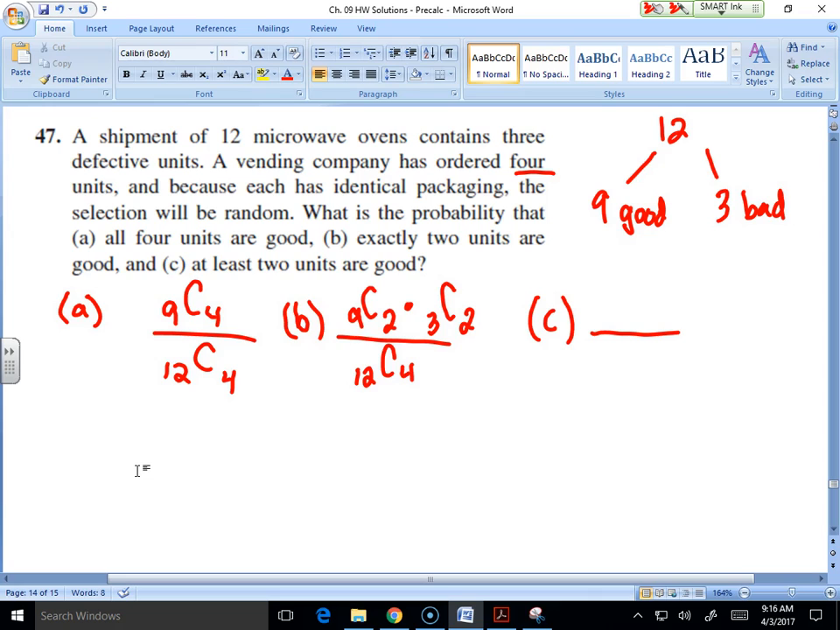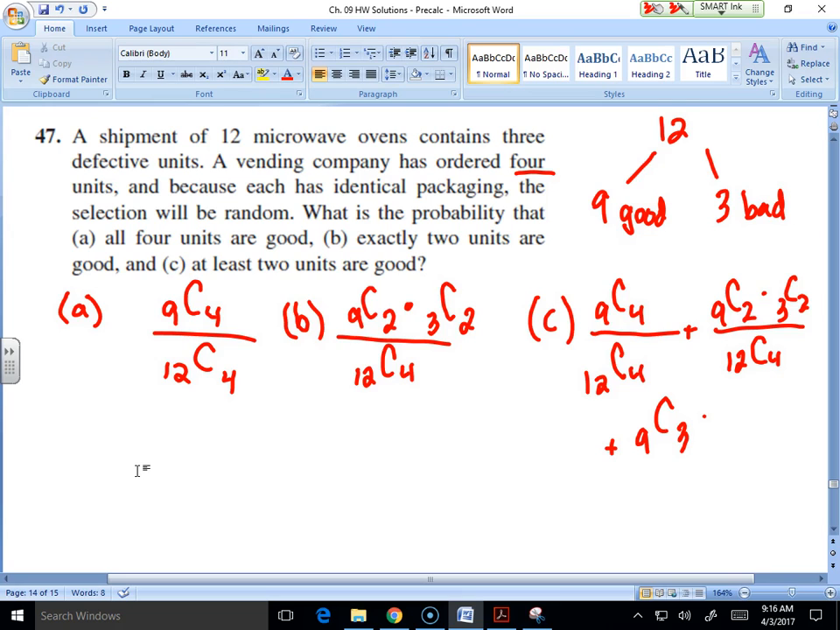A plus B plus, good, because A says all good. Isn't all good at least 2? So that would work. If I get all 4 good, that's at least 2. If I get only 2 good, well, that's at least 2. What's the other way this could happen? Oh, I get it. And then you add 9, 3. If I get 3 good ones, which means how many bad ones am I getting? 1.